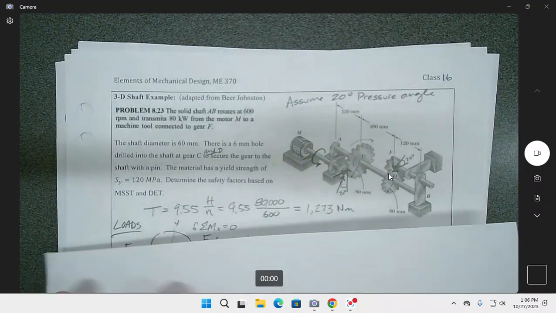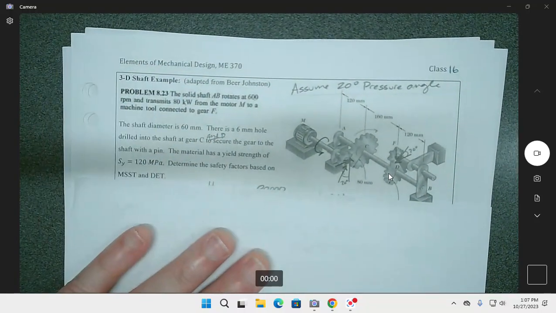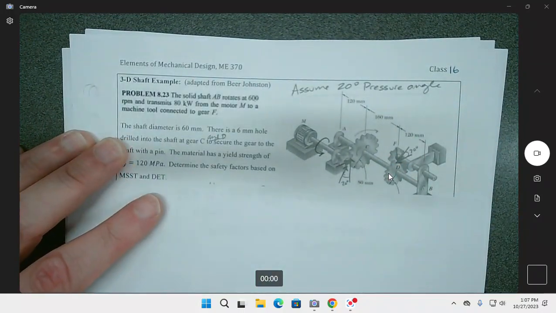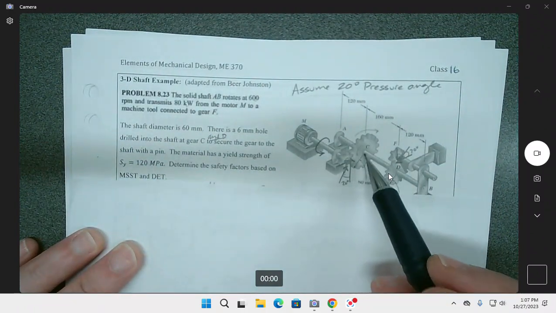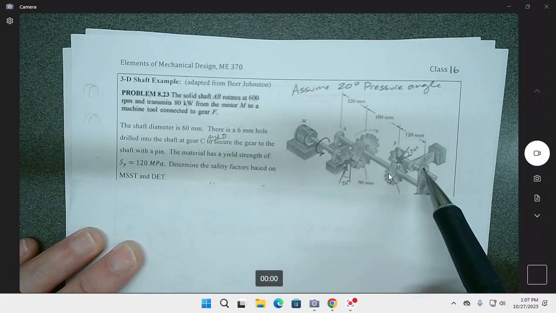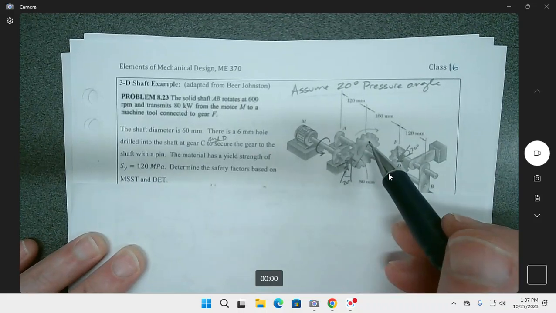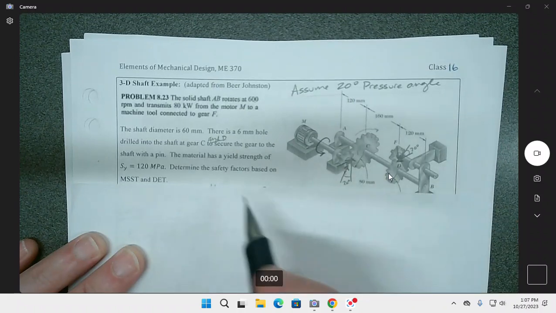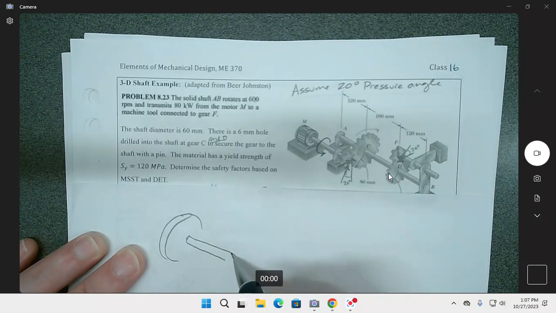Maybe I'll write out the problem right here. This is adapted from Beer and Johnson's Mechanics of Materials. It's kind of hard to tell because this is a printout of what's going on there. But essentially what we're looking at is these two gears on this shaft. Without bothering to make them look like gears, just make them look like wheels, we have this arrangement right here.